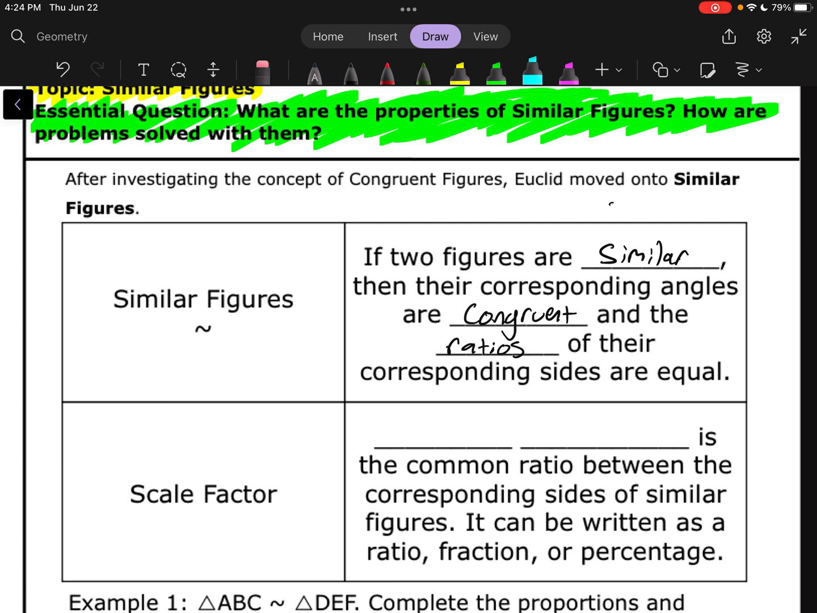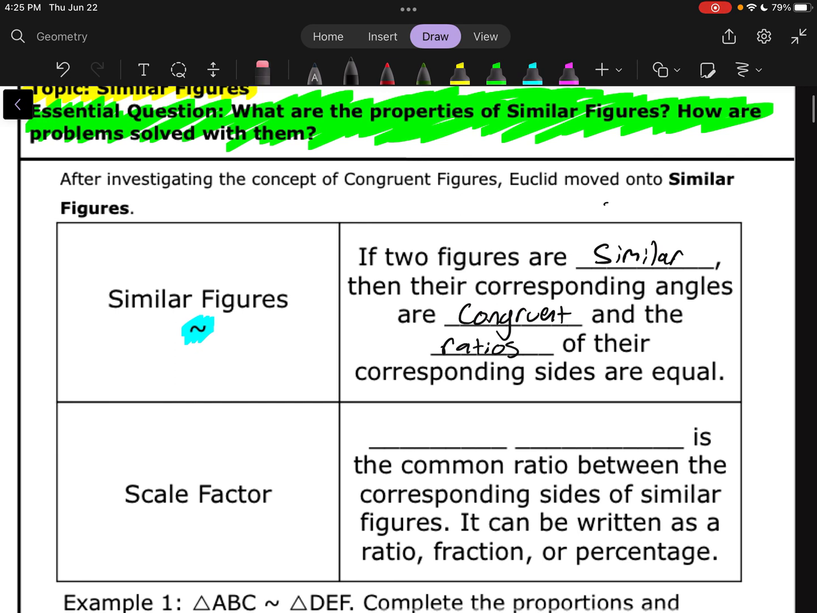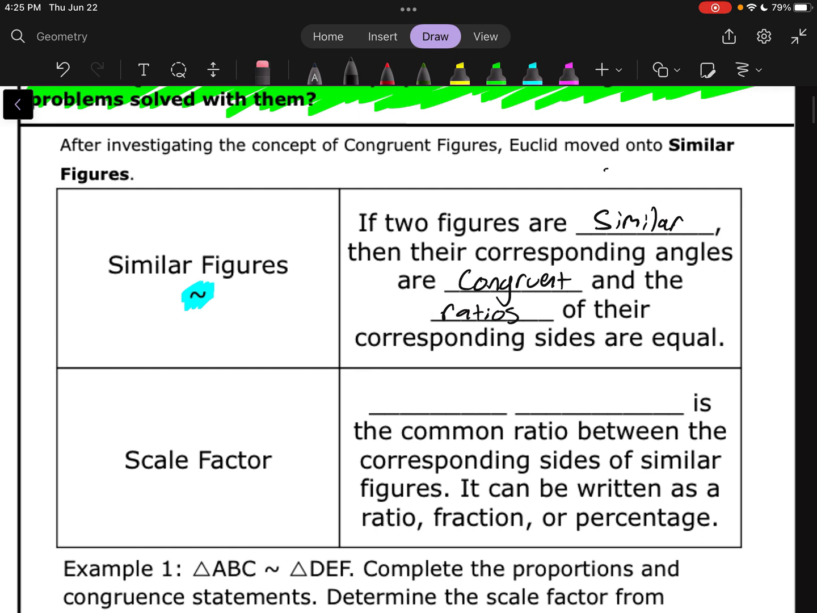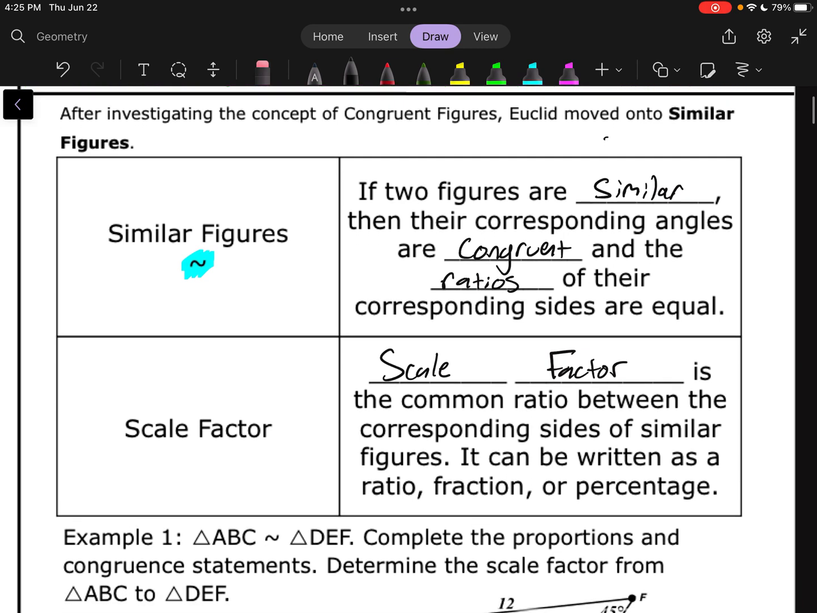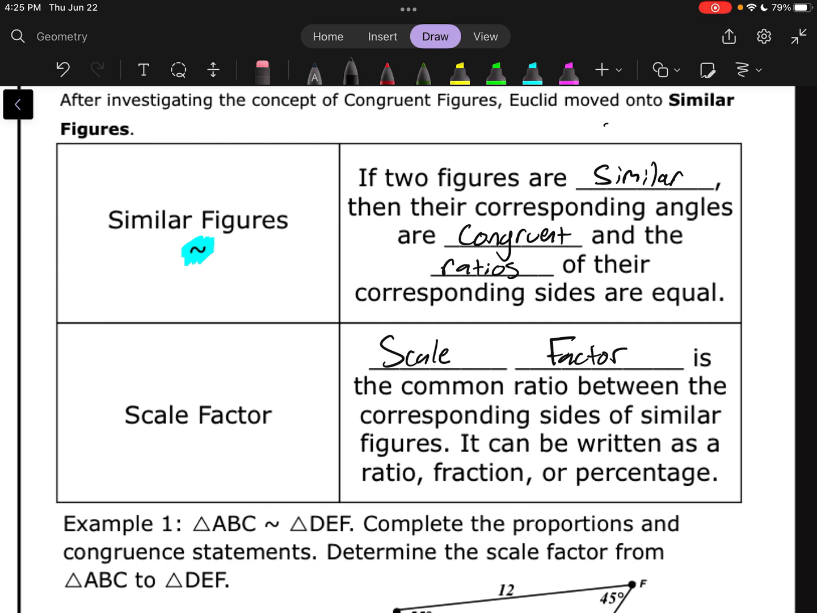Now, a ratio, you can oftentimes just think of a ratio as a fraction, right? Something over something. And so we'll come back and explore what that means in a second. The other big idea that we need to know for today is going to be scale factor. You've most likely seen this concept before. Scale factor is the common ratio between the corresponding sides of similar figures. And this can be written as a ratio, a fraction, or a percentage.